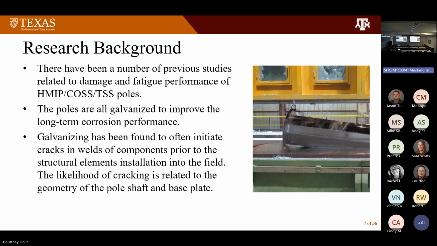We did research on this about 12, 13 years ago, where we went up to Sabre galvanizing plant, up south of Dallas. We instrumented some pole sections where we would drill holes in the poles and put some thermocouples in there, as well as some strain gauges.